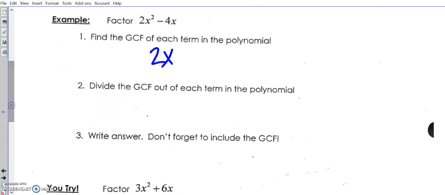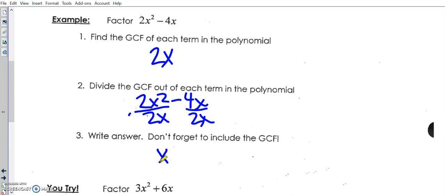So what it's saying is I'm taking each of those terms and dividing it by my greatest common factor of 2x, okay? So 2x squared divided by 2x. 2 divided by 2 is 1. I have an x squared and I take away an x, and that's just going to leave me with an x. And then negative 4x divided by 2x is going to leave me with a negative 2. The x divided by an x is just going to give me 1. So my final answer would be 2x times x minus 2.